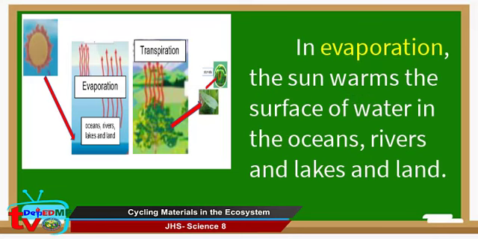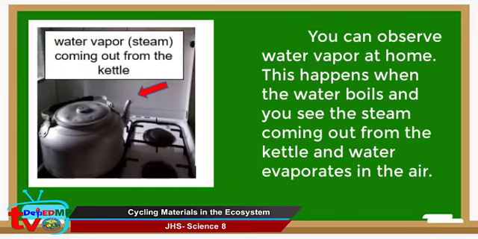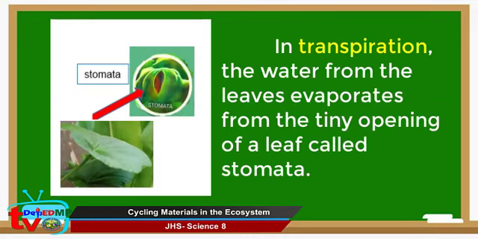In evaporation, the sun warms the surface of water in the oceans, rivers, lakes, and land. The water now becomes water vapor and is released into the atmosphere. You too can observe water vapor at home. This happens when the water boils and you see the steam coming out from the kettle and water evaporates in the air. In transpiration, the water from the leaves evaporates from the tiny openings of a leaf called stomata.